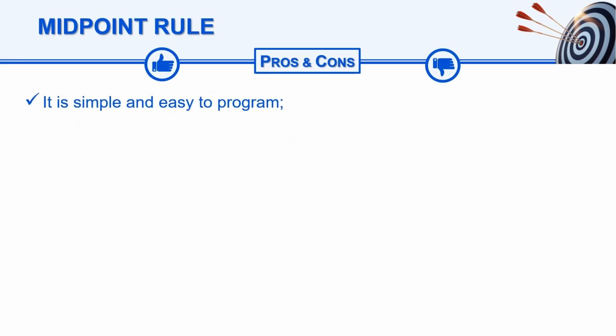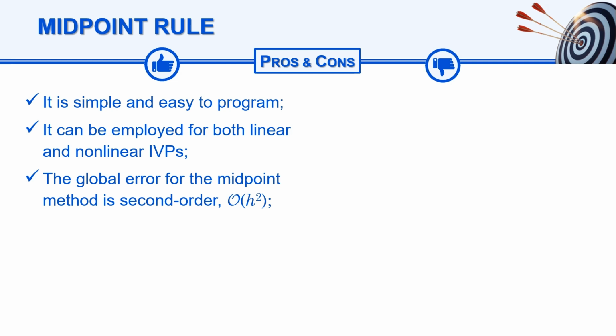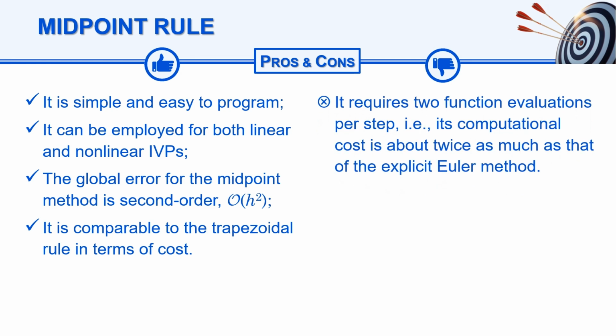The advantages of the midpoint method are: it is simple and easy to program. It can be employed for both linear and nonlinear IVPs. The global error for the midpoint method is second order. It is comparable to the trapezoidal rule in terms of cost. The disadvantage of the midpoint method is it requires 2 function evaluations per step, i.e., its computational cost is about twice as much as that of the explicit Euler method.